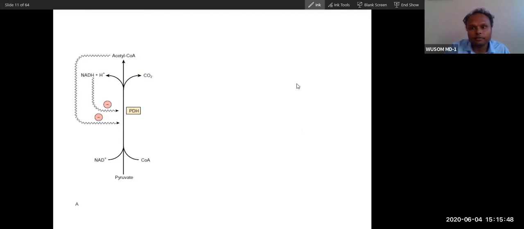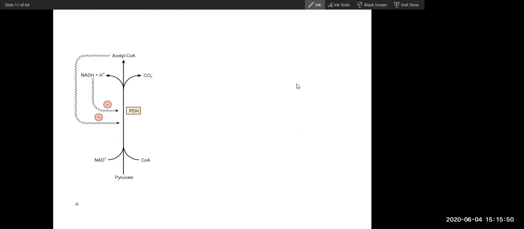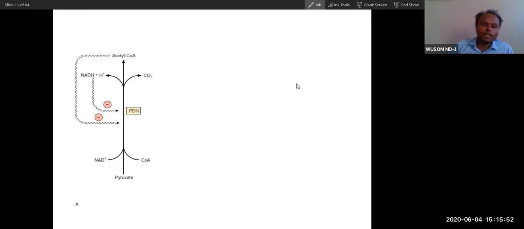Or forgot? I remember. Okay. Deficiency of this enzyme will cause lactic acidosis and neurological problems. Just remember, this is also an important concept. Everything about PDH is very important.